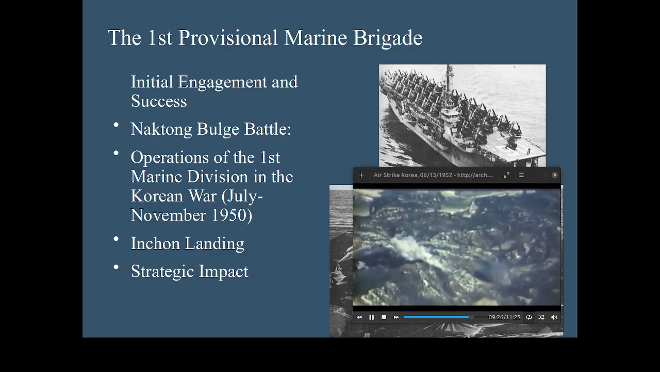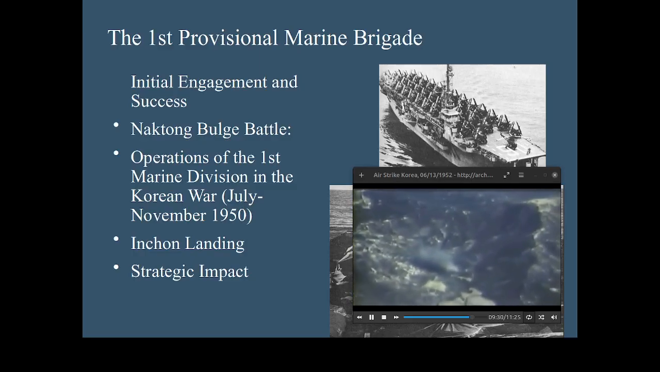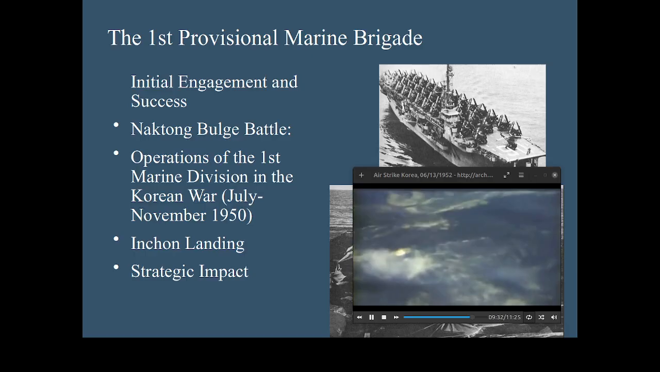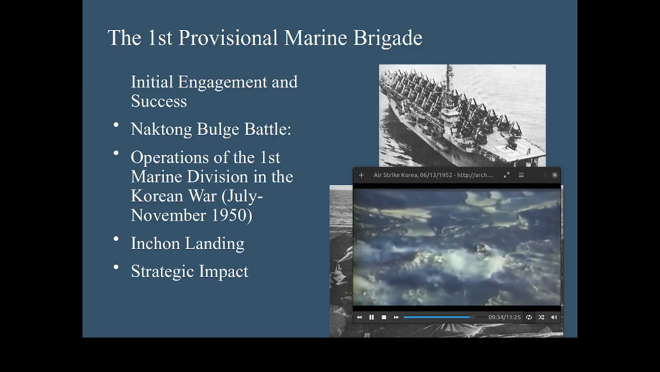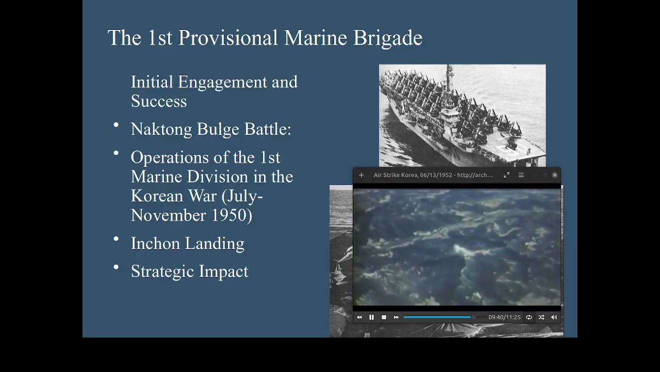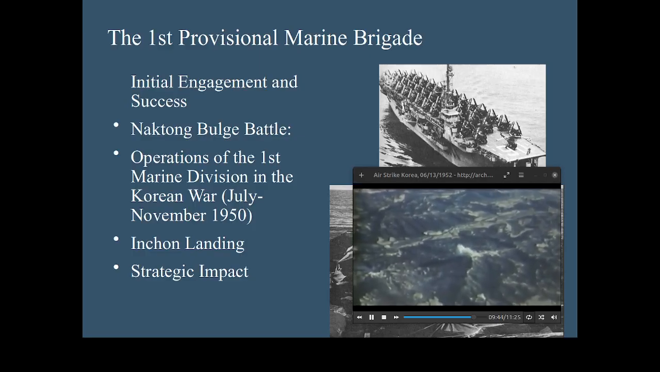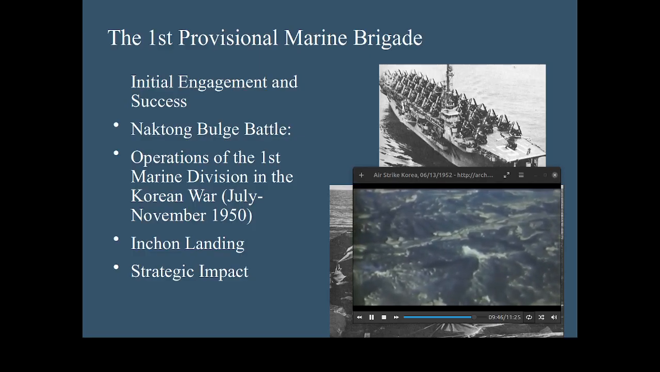Good job, Marines. And it notes here, the Marines Board of Study, their own study group, pointed out the brigade's actions in Naktong Bulge and subsequent battles disrupted the North Korean efforts to sever this lifeline between the Taegu and Pusan. And it was instrumental for planning the counterstrike, which is the amphibious invasion of Incheon.